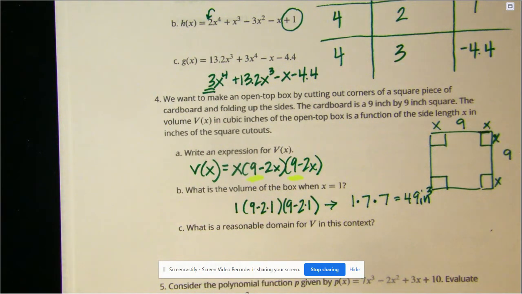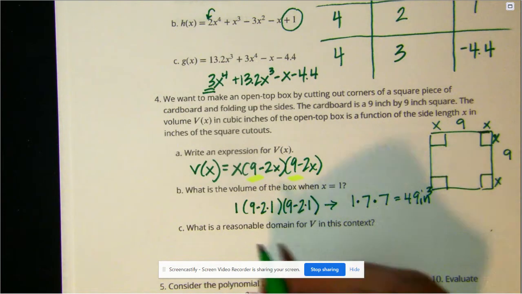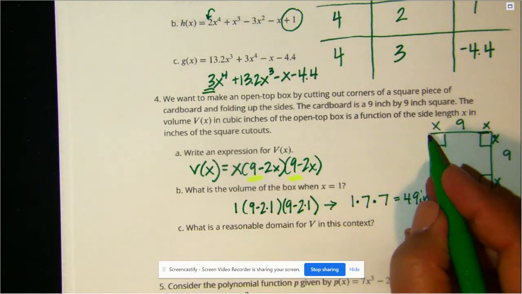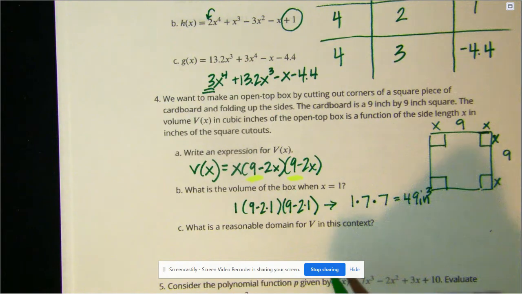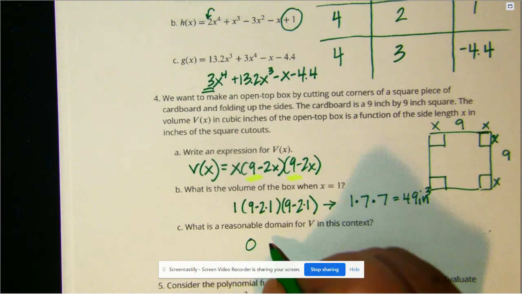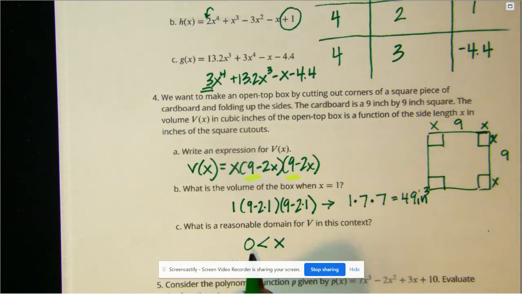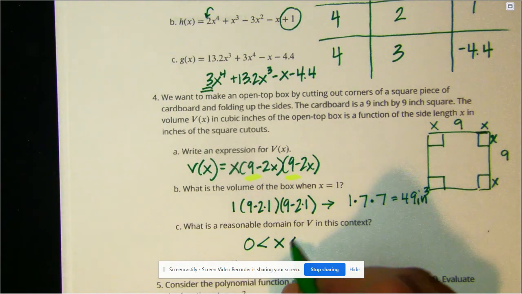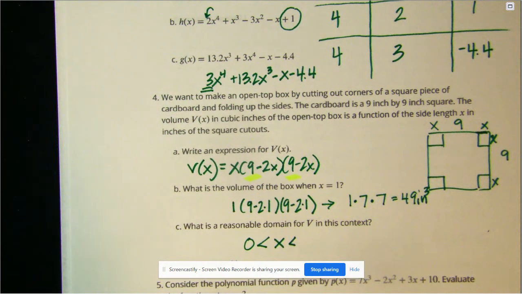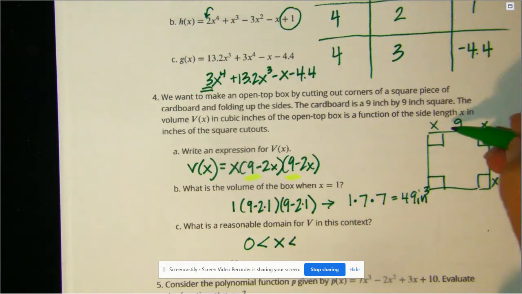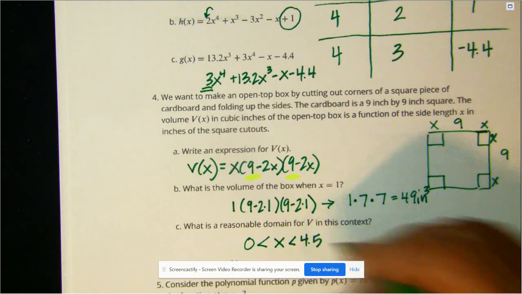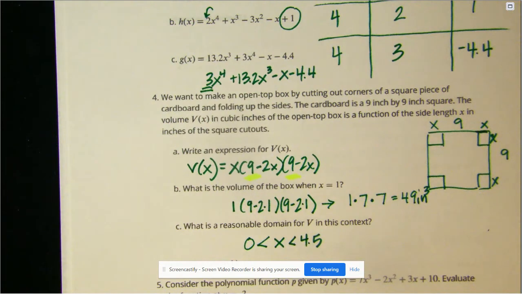What is a reasonable domain? Well, I don't have to start with a cutout of 1. I could do 0.1. So basically 0, right? That's my lower bound. I'm not going to actually not make a cut, all the way up to, well, if I did more than 4.5, right? Because I'm going to take away 2 of these. So 4.5 is the most I could cut, and then the paper wouldn't have any dimension.